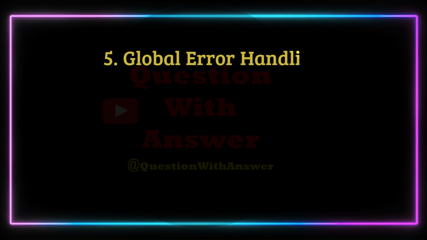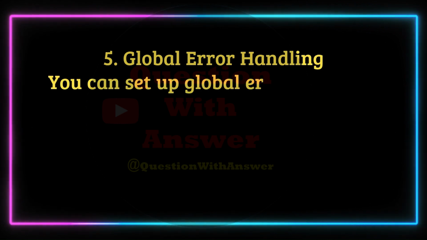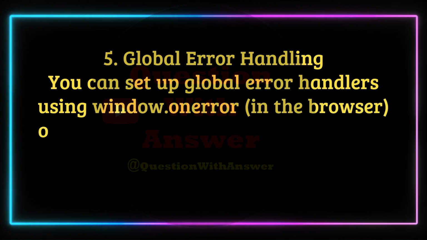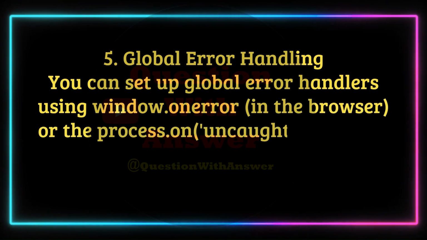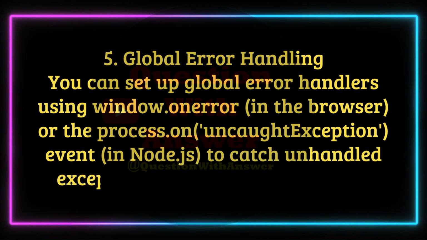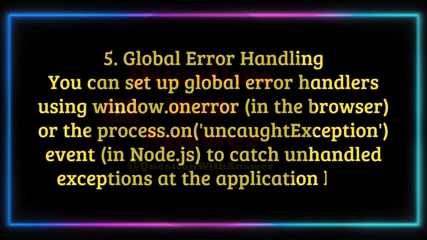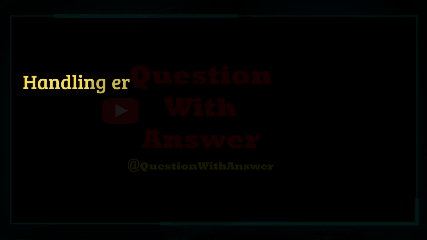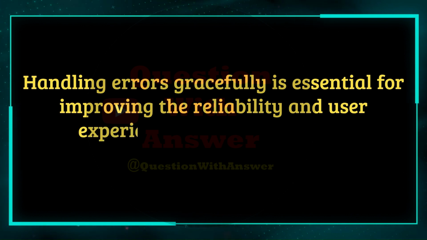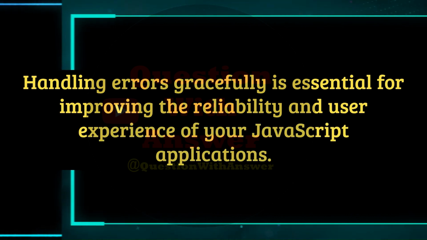5. Global error handling. You can set up global error handlers using window.onerror in the browser, or the process.on('uncaughtException') event in Node.js, to catch unhandled exceptions at the application level. Handling errors gracefully is essential for improving the reliability and user experience of your JavaScript applications.